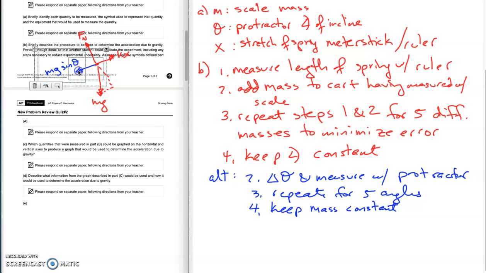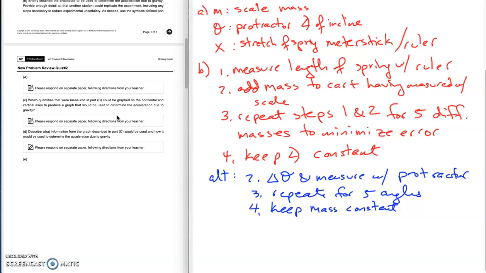Part C, okay, now I'm going to have to get rid of my free body diagram here. Don't need that anymore. All right, part C. Which quantities can be graphed? Well, using my free body diagram from before, we had mg sine theta pointing down the incline, and we had kx pointing up the incline, and we measured x and m. And we chose m and then measured x.